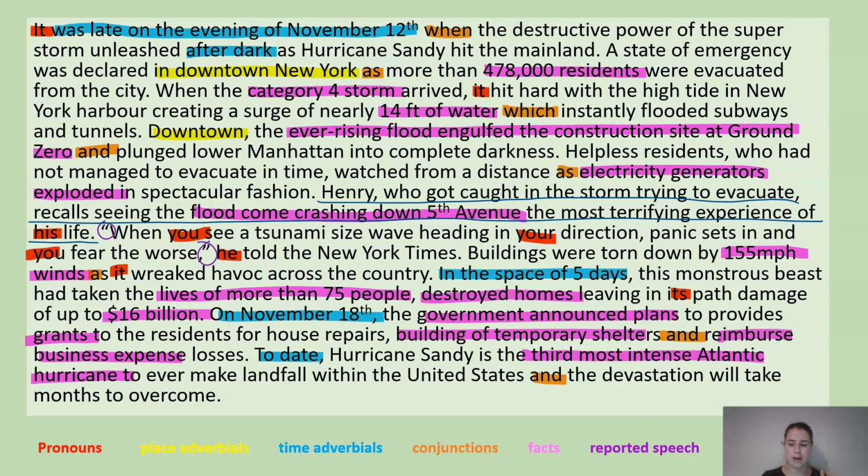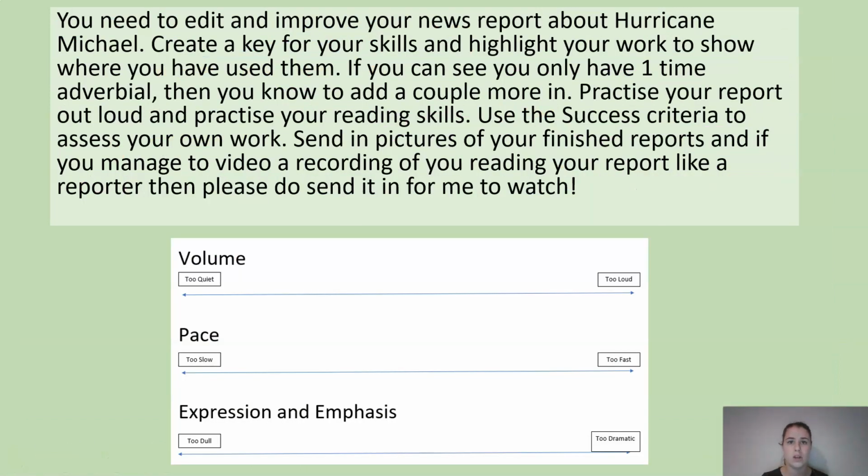So you need to take your paragraph and write down that key along the bottom, and identify where in your work you have included those skills, okay? If, like mine, you've noticed that you don't have very many time adverbials, you might think to yourself, well, I need to go back and edit this now. I'm going to add some more time adverbials in. It might be that you take an entire sentence and rearrange it completely to start with a time adverbial.